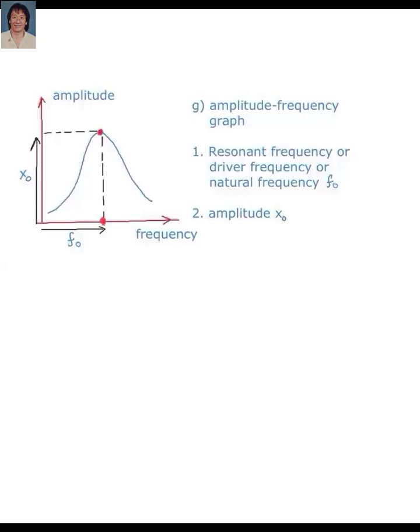The final graph that you need to know is amplitude frequency graph. This is for resonance. At resonance, the amplitude is maximum. So you look for the maximum amplitude, and then this is the resonance frequency, or the natural frequency of the vibrating object, fo.